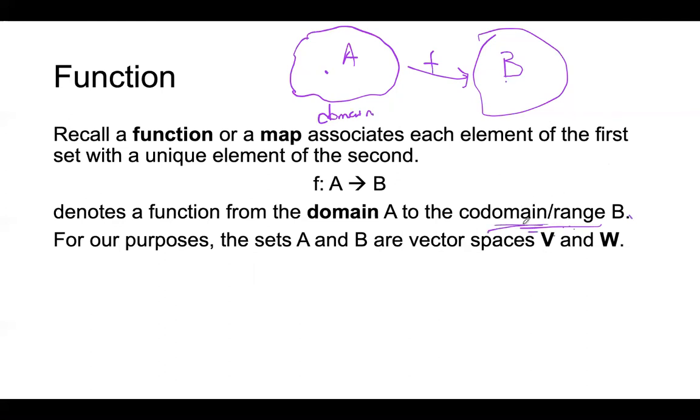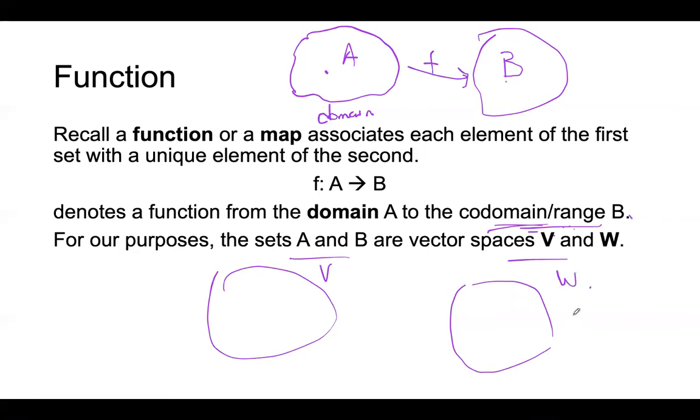There's a slight difference, but we won't get too technical. For our purposes, we could say the sets A and B are vector spaces V and W. I won't get into what a vector space is, but essentially it satisfies some properties. So if this ever comes up, like what is or is not a vector space, you can look up the properties and find these.